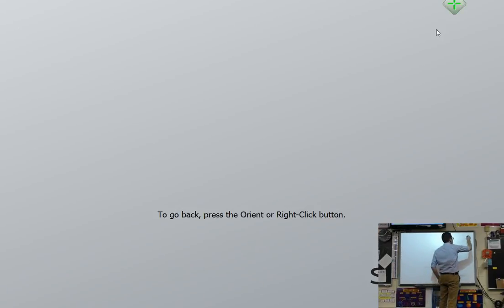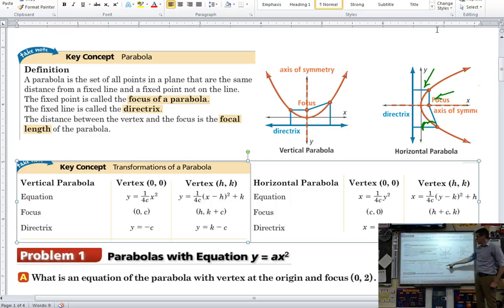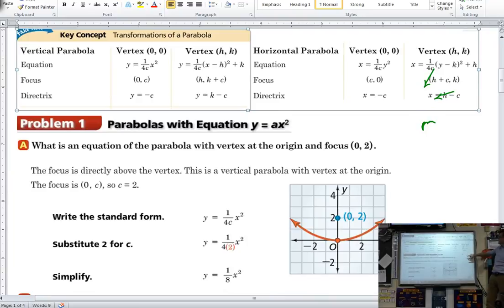So those functions or those equations on your notes are very important. So these right here, I would put a star off to the side next to them or something that indicates that these are going to be very important as we move forward.